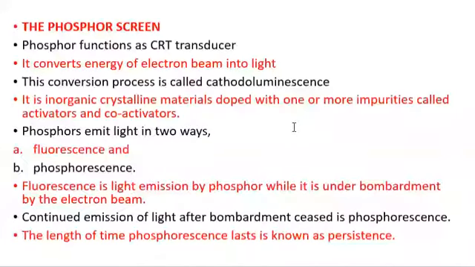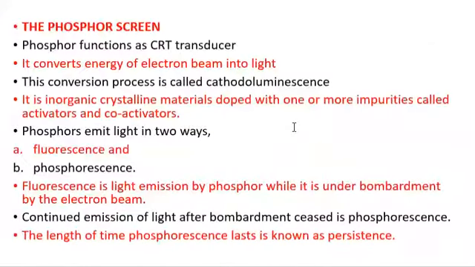What is fluorescence? It is simply the ability of the phosphor to emit light while it is under the bombardment of the electron beam. That is, when the electron beams from the gun are directed to be incident on the screen, at that very time it is emitting light, that is what we call fluorescence. Then the other one is called phosphorescence, and it is nothing but the ability of the phosphor to continue emitting light when the bombardment of the electron beam has stopped.